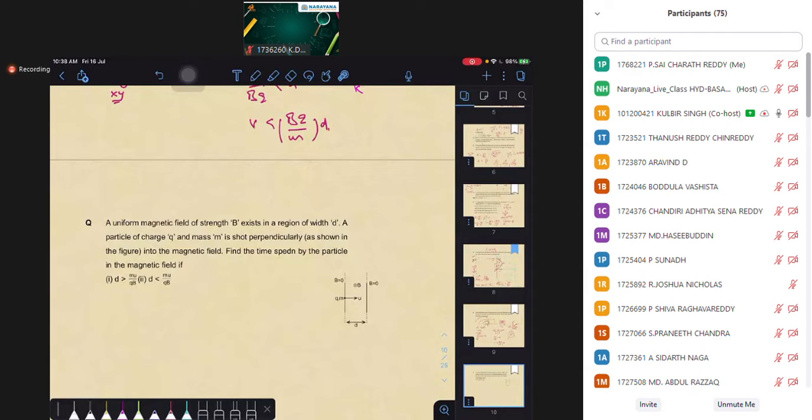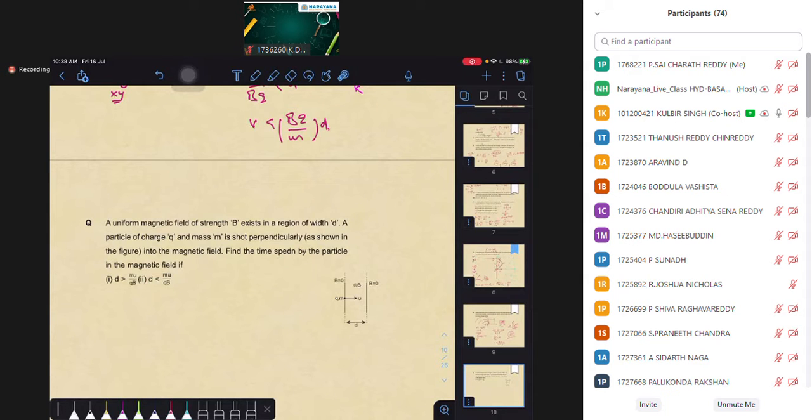Next, it says that a charged particle is shot perpendicular into the magnetic field. So it's shot perpendicular into the magnetic field. He's asking us to find the time spent by the particle in the magnetic field. Two cases are there: D greater than mv by Bq and D less than mv by Bq.